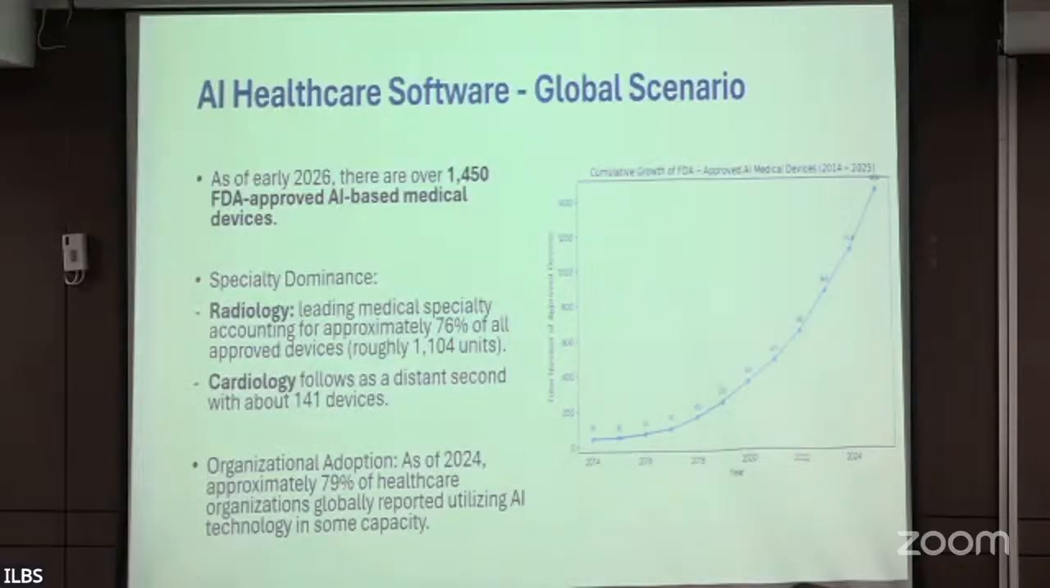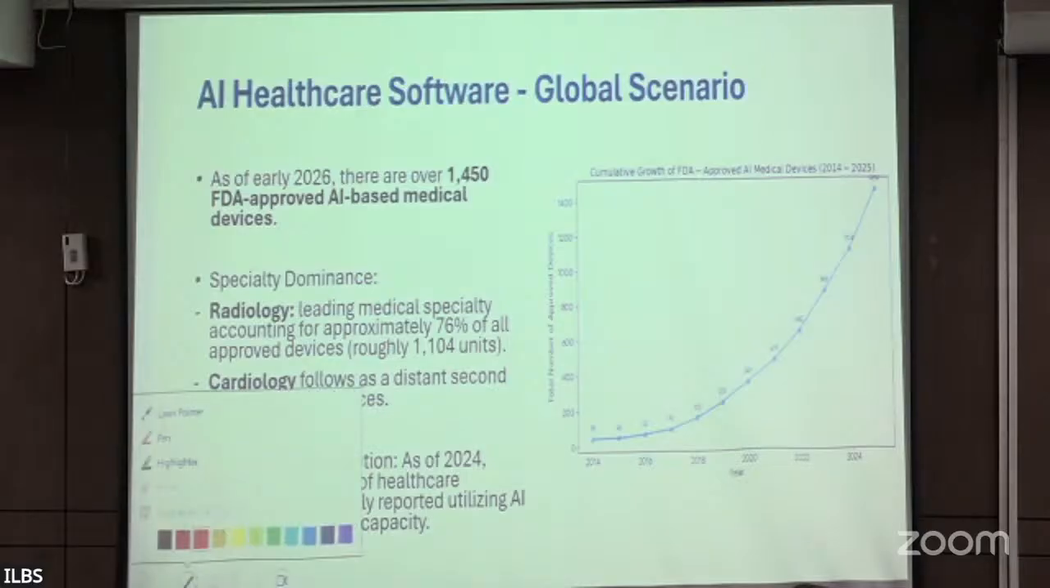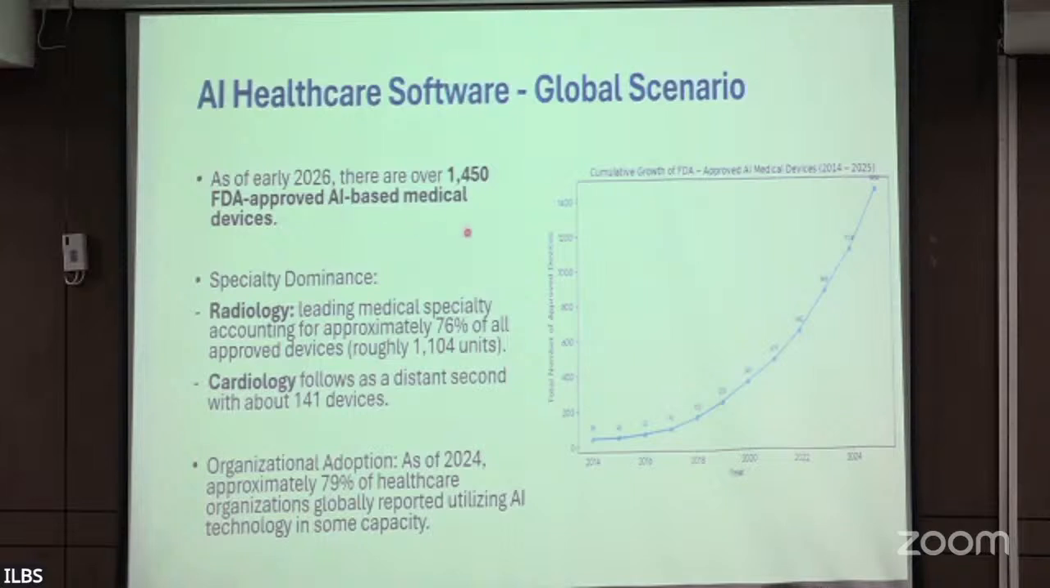So in the global scenario, up to 2026, the total FDA approved AI medical devices is nearly 1,500, something like this. And the major areas are urology and cardiology. And you can see how exponentially it has increased in the last 10 years. So more and more it is coming into regular day-to-day practice. So there are a lot of applications that have AI support already.